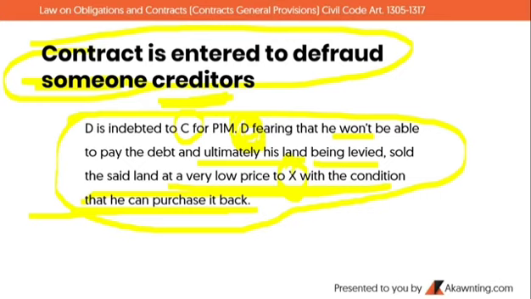But don't worry, we will study that under rescissible contracts because we have a separate chapter. Actually, that rescissible contract topic is a whole video. So, C can interfere between the contract of D and X because he is a creditor who was defrauded by the acts of D. That is the very simple reason why it became an exemption from the general rule of Relativity of Contracts.